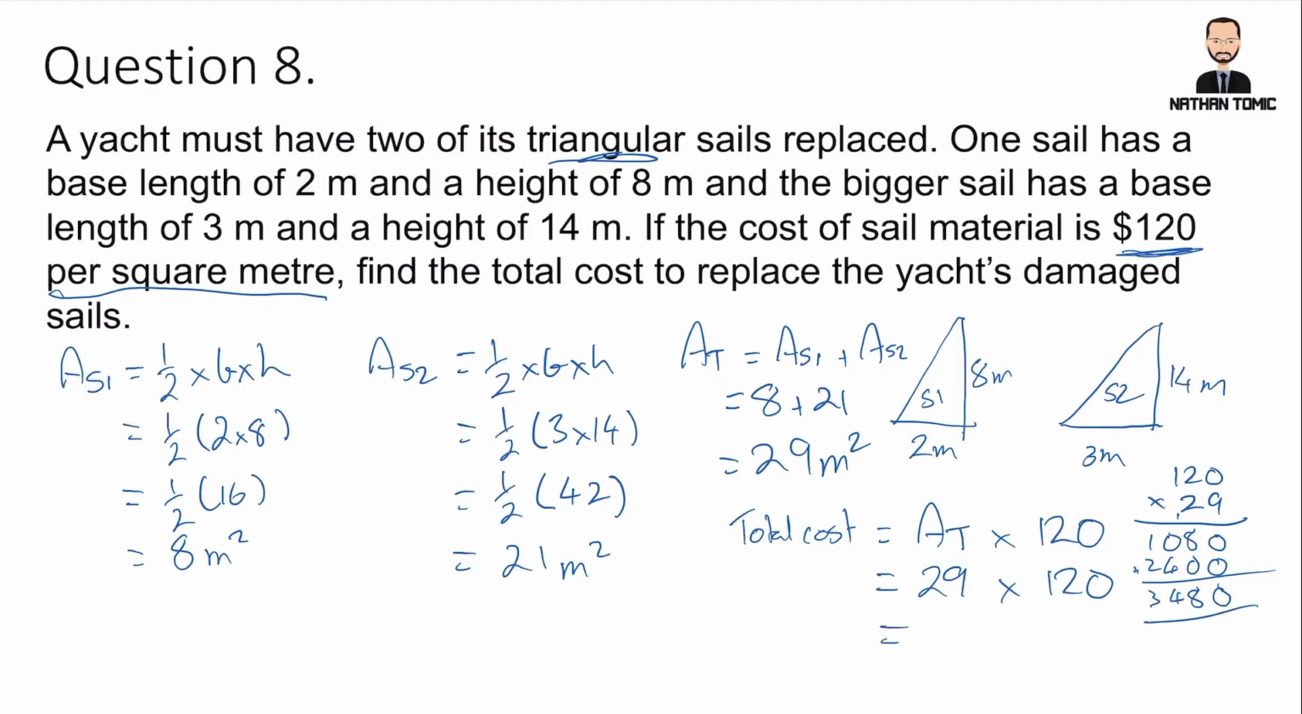Right, so we now have a total of 3,480. Sorry, it's not meters squared, we're doing dollars, aren't we? So $3,480. Sorry about that. I forgot, because I didn't write it down anywhere, that we were talking about $120. So $3,480 is how much it will cost to buy the material to replace these sails.